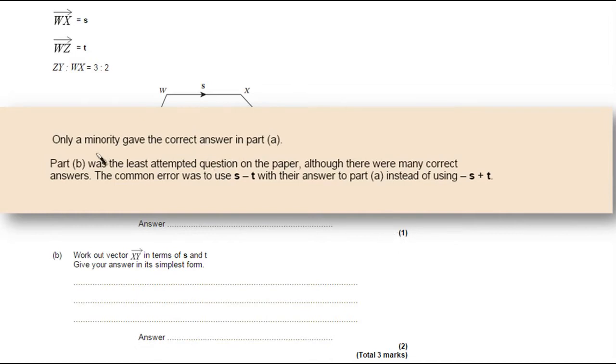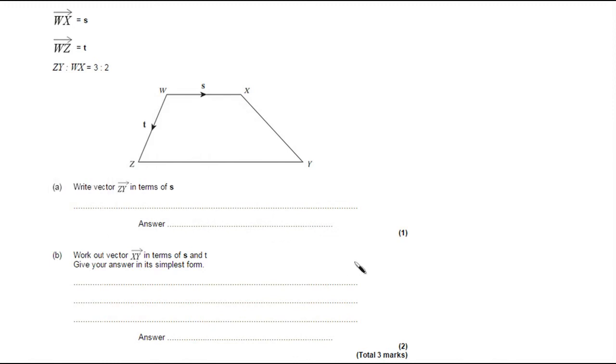And they say that only a minority gave the correct answer in part A. So most people couldn't do it. And in part B, well, this was the least attempted question on the whole exam paper, although there were many correct answers for those who attempted it. The common error was to use S minus T with their answer to part A instead of using minus S plus T. Okay, well, we'll see how that might have happened in just one moment.